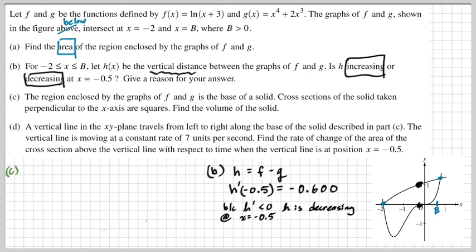Okay, let's go over to C. The region enclosed by the graph of f and g is the base of a solid. Ooh, we have a volume formula coming up. Cross sections of a solid taken perpendicular to the x-axis are squares.